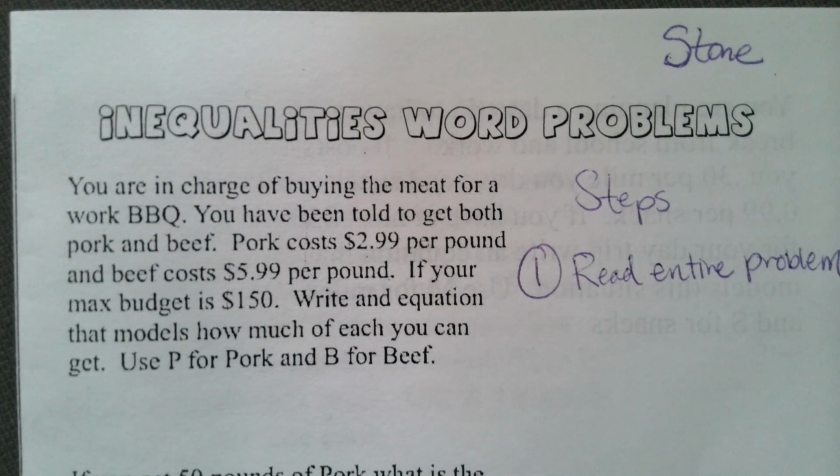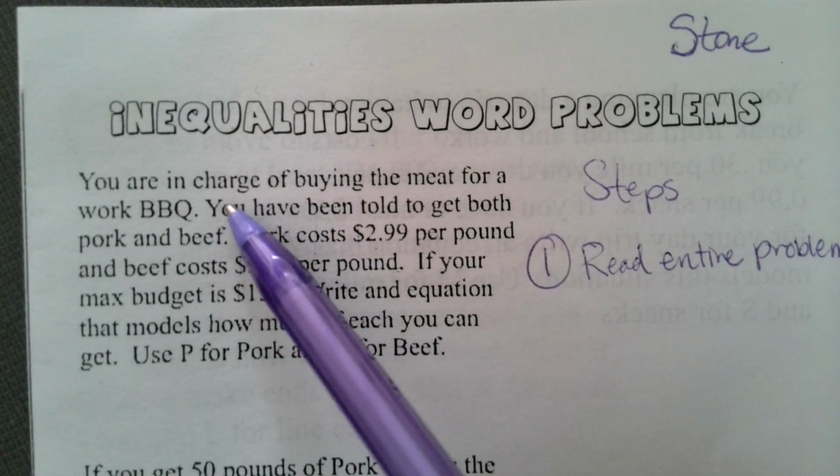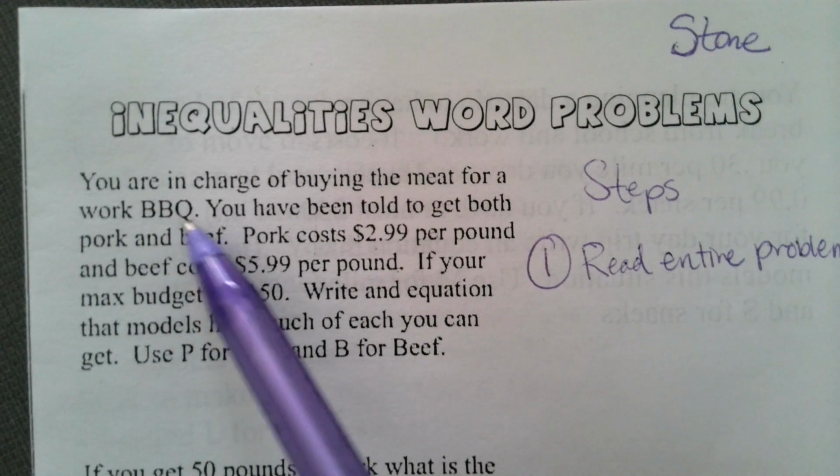Okay. Jesus, can you read sentence 1? Donato, can you read sentence 2? Carlos, sentence 3. Gael, sentence 4. Angel, sentence 5. Robert, sentence 6. And Paul, sentence 7. And go. You're in charge of buying meat for the barbecue.